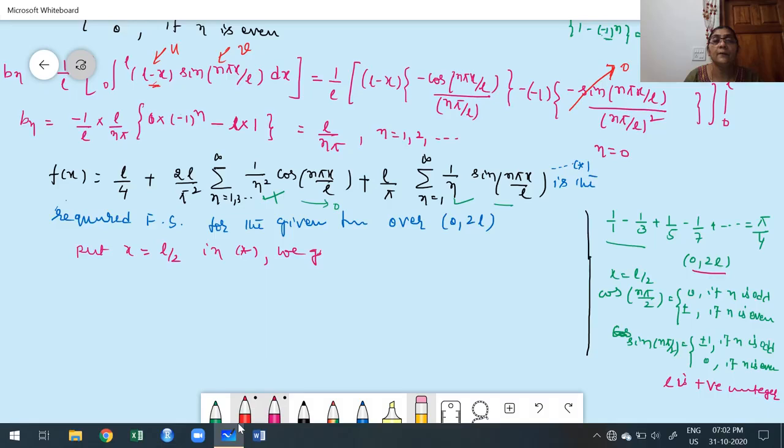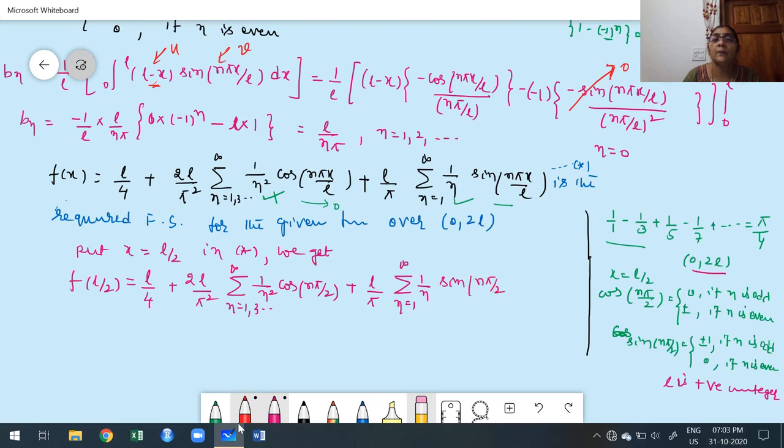We get f of L by 2 equals L by 4, plus 2L by pi square, summation over n ranging 1, 3, etc. to infinity, 1 by n square cos of n pi by 2, plus L by pi summation n ranging from 1 to infinity 1 by n sine of n pi by 2. Confidently I have to write this must be 0.